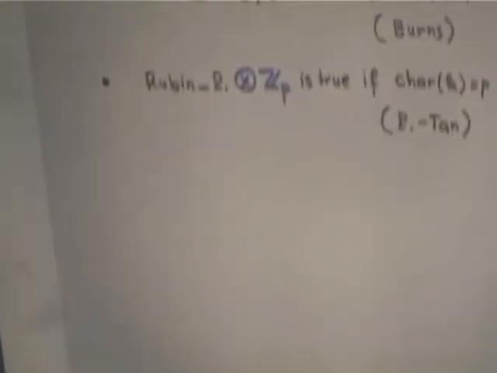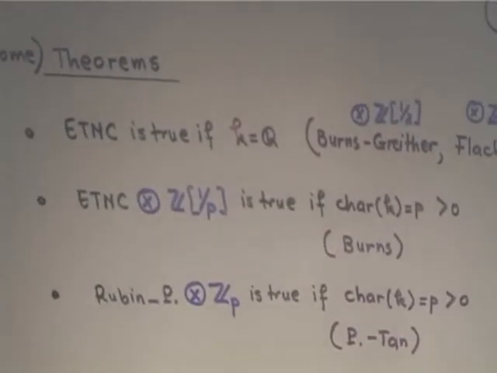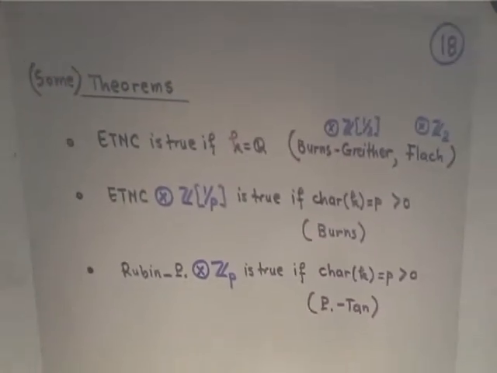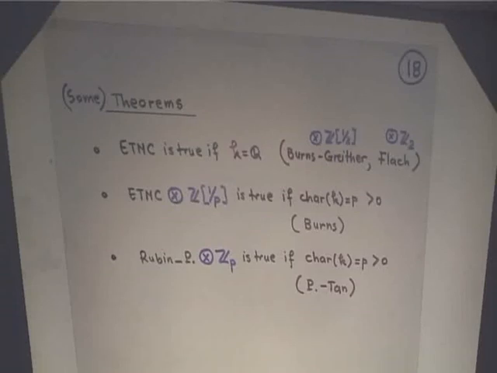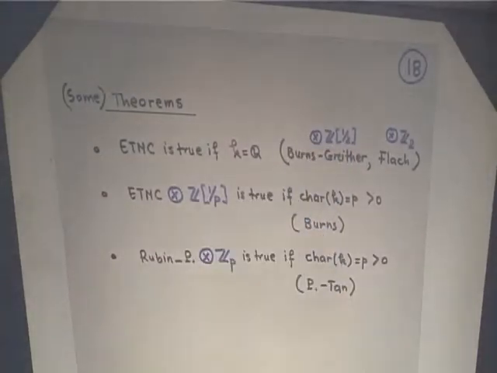So the equivariant Tamagawa number conjecture is true if the base field is Q. This is a big result due to Burns and Greither. They proved it up to a power of 2. This is the meaning of this tensorization with Z adjoin 1/2. And Flach eliminated this doubt at 2. So he proved it if you tensor it with Z2. So that led to a full proof of the equivariant Tamagawa number conjecture for K equals Q.